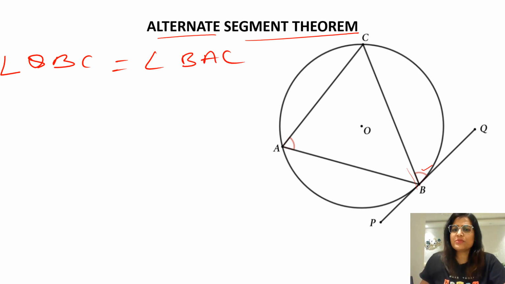All right, let's assume this angle as alpha. The first angle is alpha. All right, let's continue with the proof here.